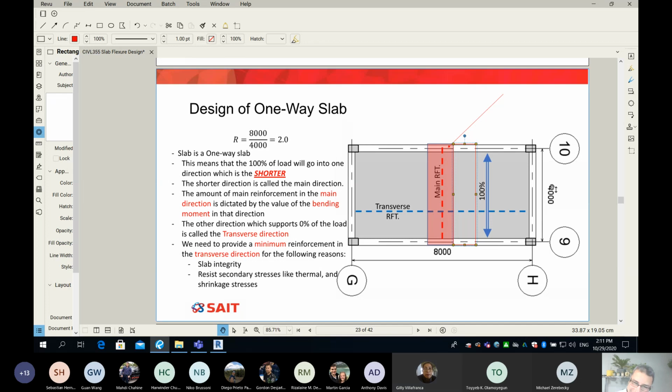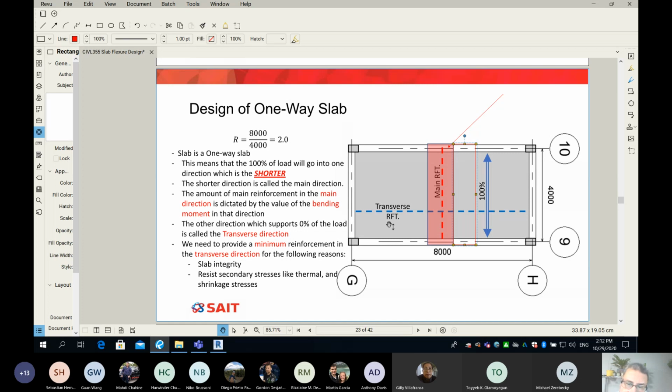Okay, thank you. Okay, guys, so listen. All we have to do is we take one design strip, we find the moment, we find the area of steel, and we simply apply that area of steel in all those design strips. Okay? So which means we apply the same reinforcement between grid line H and grid line G.